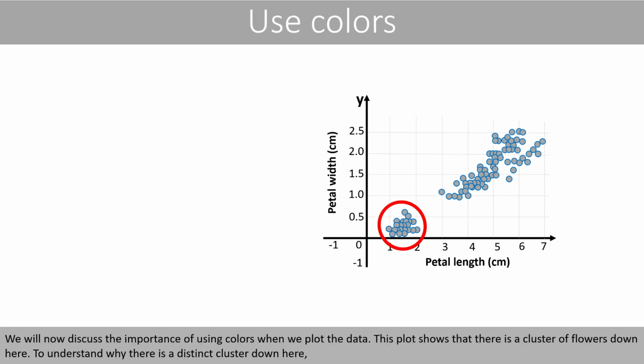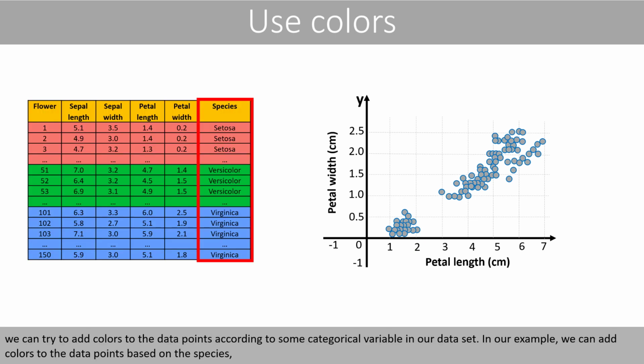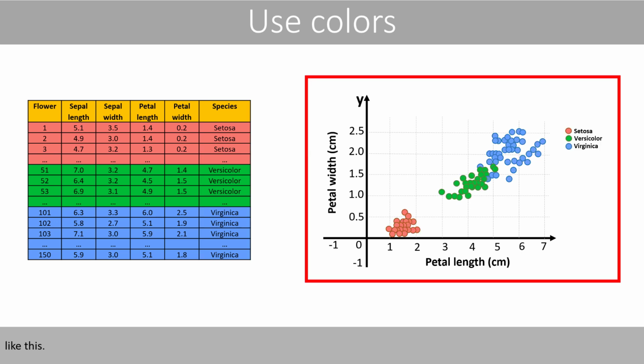We'll now discuss the importance of using colors when we plot the data. This plot shows that there is a cluster of flowers down here. To understand why there is a cluster down here, we can try to add colors to the data points according to some categorical variable in our dataset. In our example, we can add colors to the data points based on the species, like this.